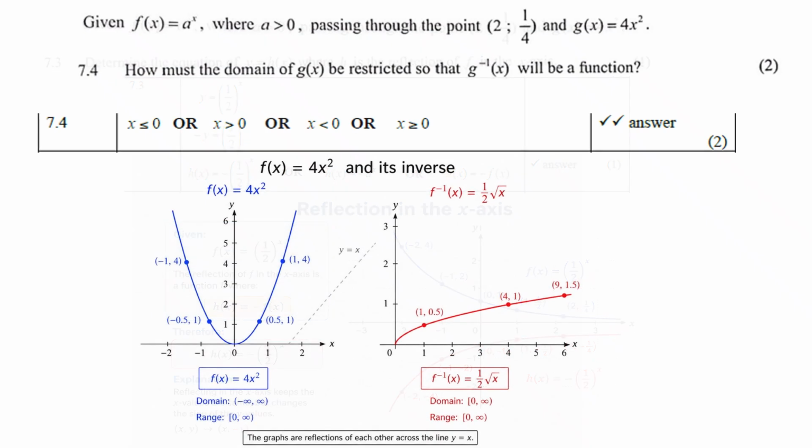At 7.4, how must the domain of g of x be restricted so that g's inverse will be a function? Now, if you look at the blue parabola, which is of course the g of x, you notice there are two arms. Now, the inverse of that graph will be the one in red. And if you don't remove any of the blue arms, then you're going to see both the red arms, and if you do the vertical line test, it will not be a function.